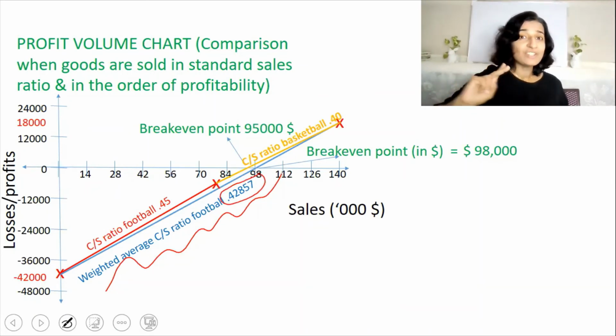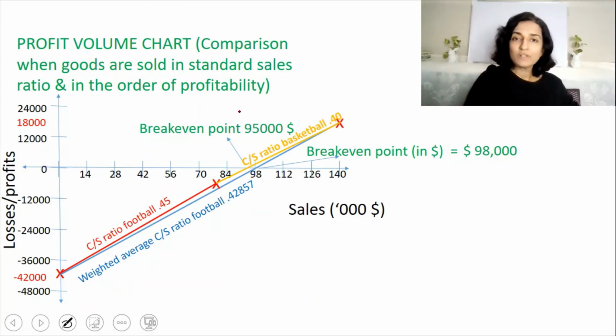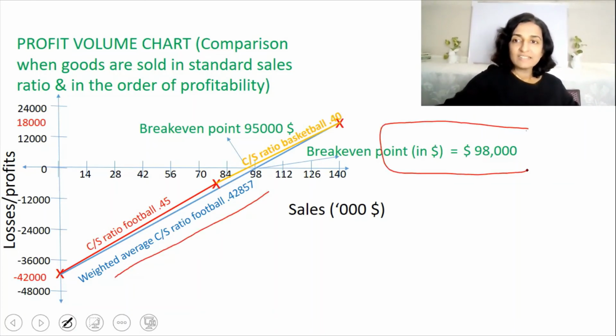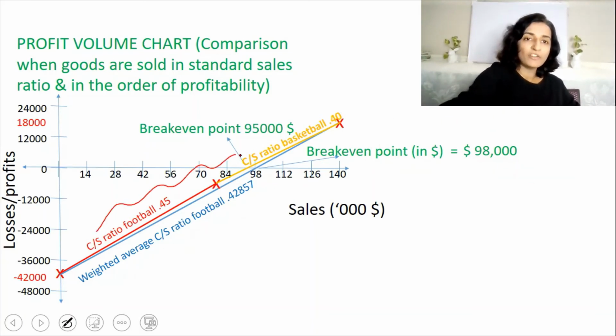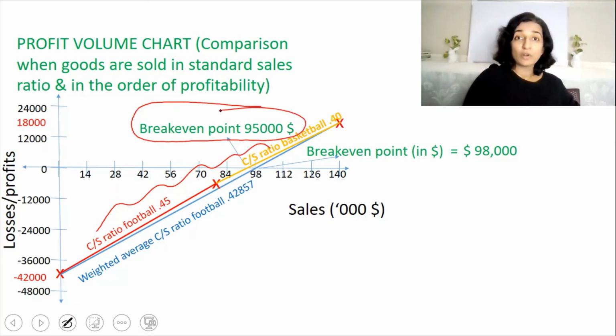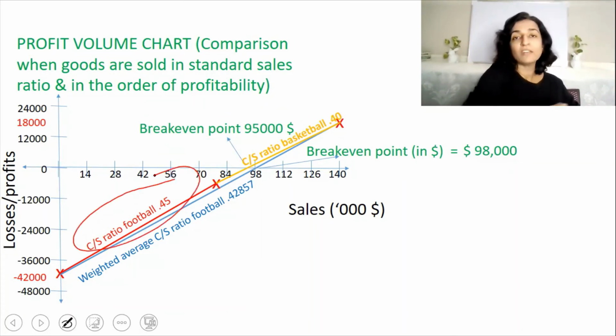There is no change in the C by S ratio. That is why we do not have a bend, it is a straight line. Now, if you notice here, when goods are sold in the standard sales ratio, the break-even point is $98,000. And when goods are sold in the order of profitability, the break-even point is $95,000. That is, we achieved the break-even point much earlier. Why is that? It is simply because we have sold the better product first.